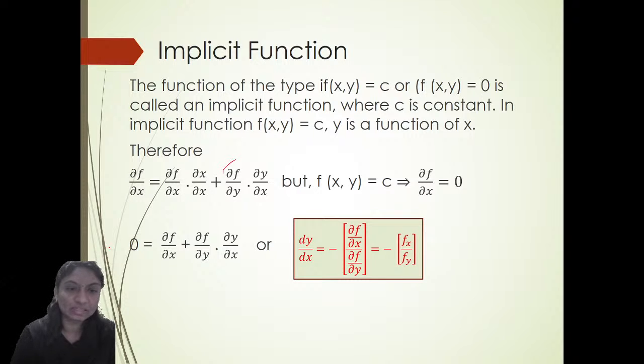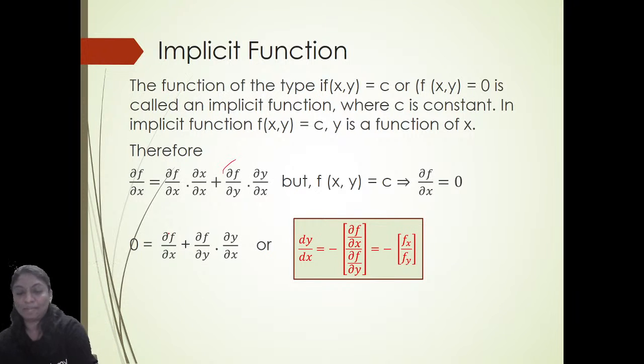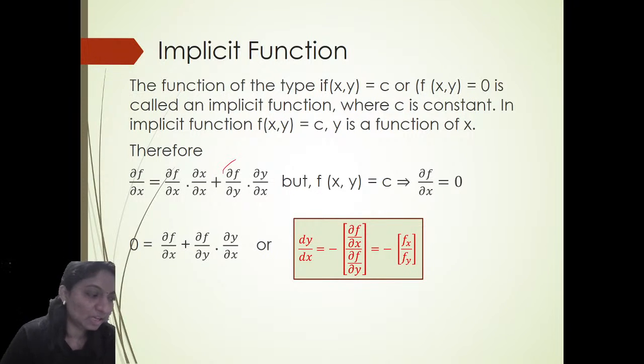So here we get 0 = ∂f/∂x · 1 (because the derivative here will be 1) + ∂f/∂y · dy/dx, and dy/dx is equal to, the total derivative here, dy/dx = -(∂f/∂x)/(∂f/∂y).